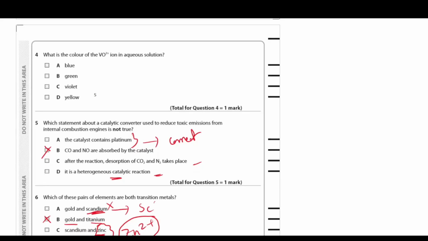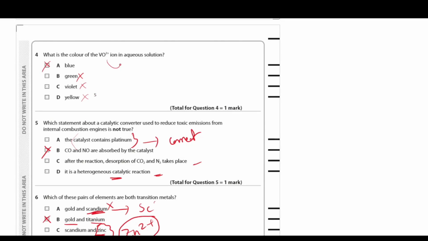Moving on to the next question, they ask, what is the color of the VO2+ ion in aqueous solution? First of all, what we would like to know is related to our previous knowledge. VO2+ will never show green. It's not going to show violet or yellow. The only answer will be A, blue, because vanadium tends to show blue color.